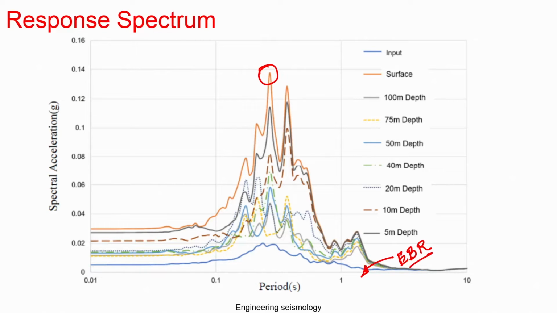So, you can see the surface one, then the 100 meter one, then 75 meter, then 50 meter, in different colors, and the 40, 20, 10 and 5 meter depths. Overall, you can see this is attaining a different peak level at a different period. All of them attain the peak only in the range of 0.1 to 1 seconds of natural period. Just note this is the period, not time. This is a period which represents the natural period of the single degree of freedom system.